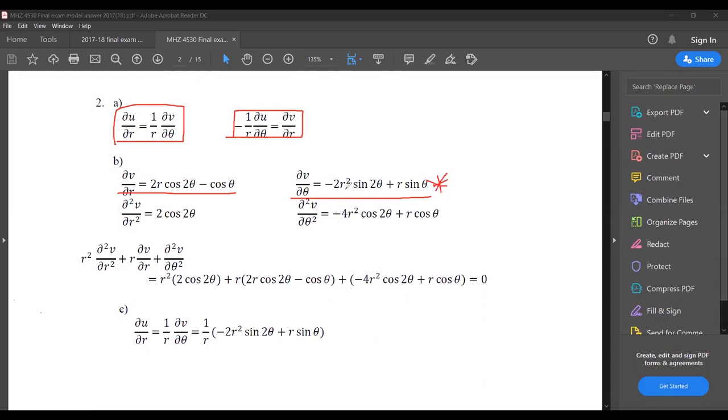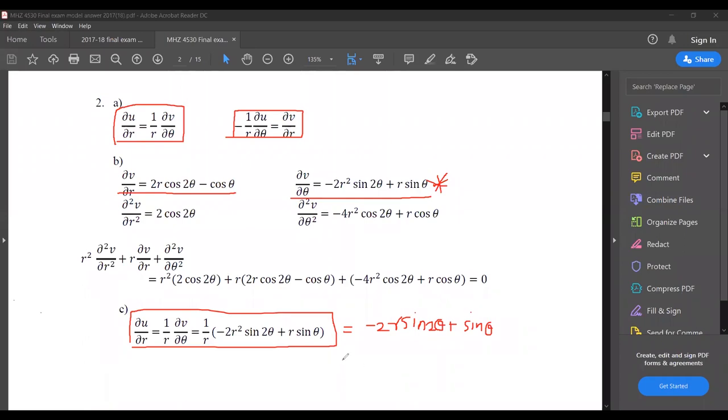After finding this, if you divide this by R, we can find ∂U/∂R. That is the thing they have performed here, right? So after finding ∂U/∂R, ∂U/∂R would be equal to minus 2R sine 2 theta plus sine theta. So this is ∂U/∂R.